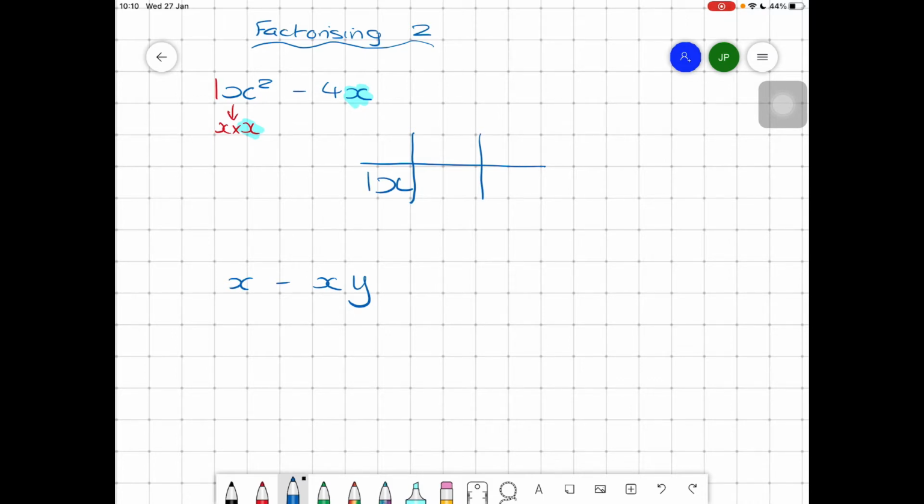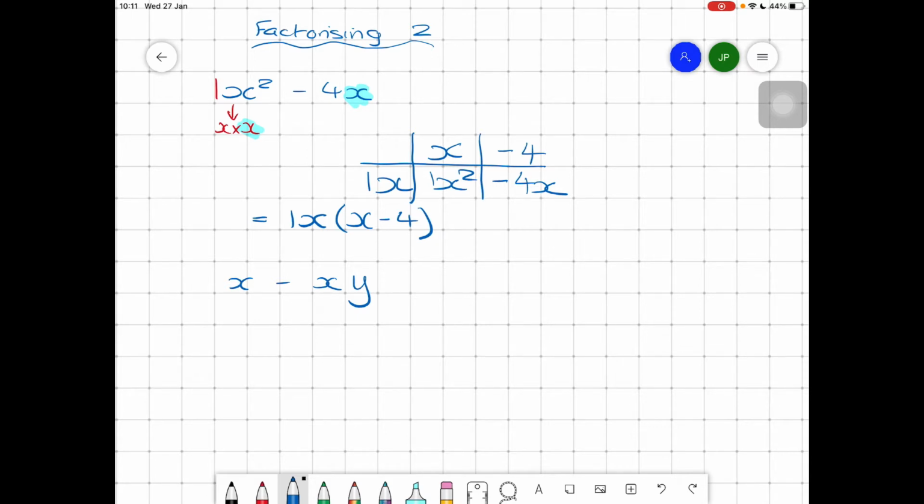I can do the exact same as I did before. I can put my x squared in and my minus 4x in. And I work out what goes in. I do a little bit of division. So x squared divided by x gives me x. Minus 4x divided by x gives me minus 4. So my answer becomes 1x lots of x minus 4. So we can take powers of our variables out as well.